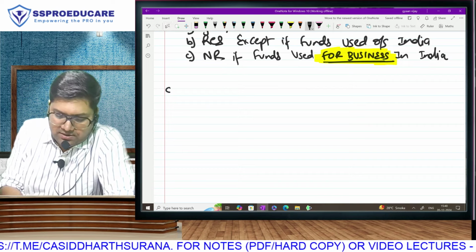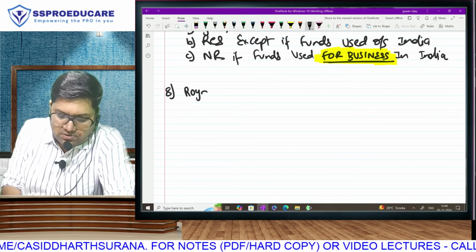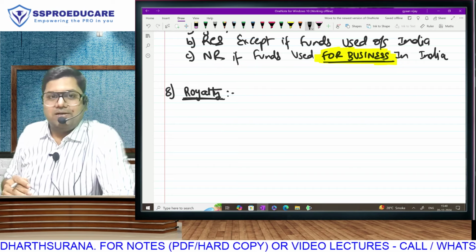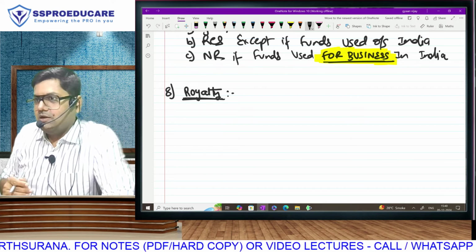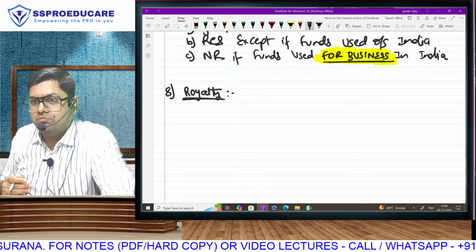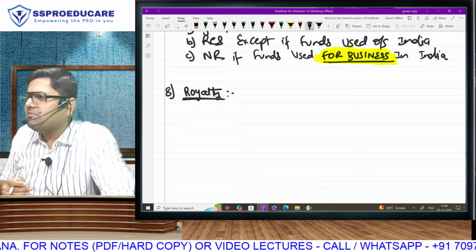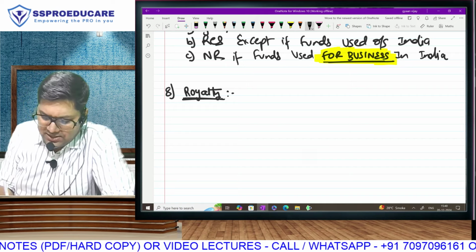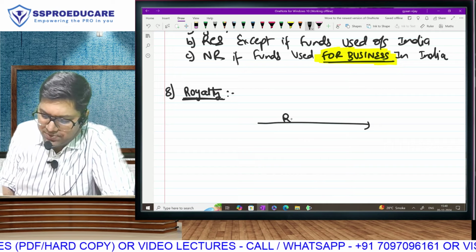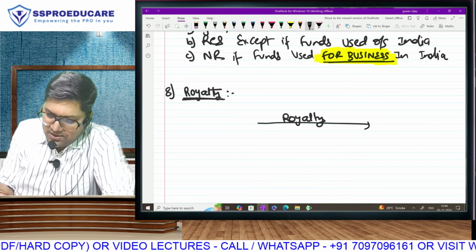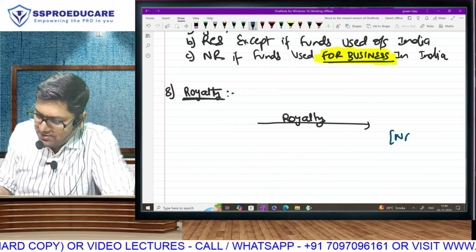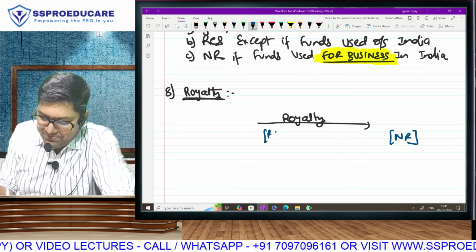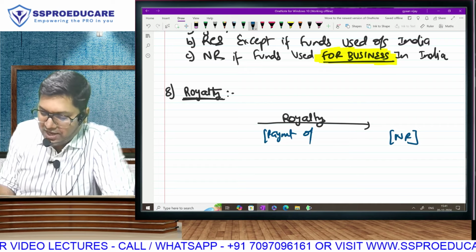Income number 8. Income in the nature of royalty. Interest, maybe we discussed who pays to whom. Can someone throw some light on what is royalty income? Because remember, just like interest, one person is going to pay royalty to the other. The receiver here is going to be non-resident and the payment in our example has to be outside India. Therefore, we need deeming.